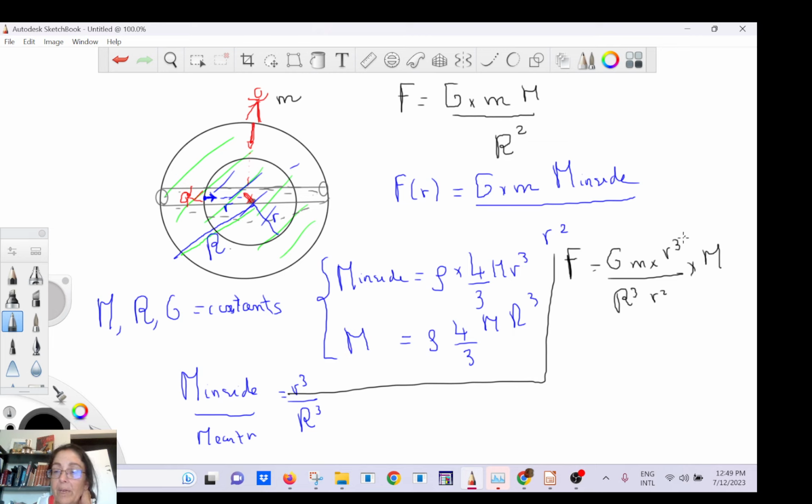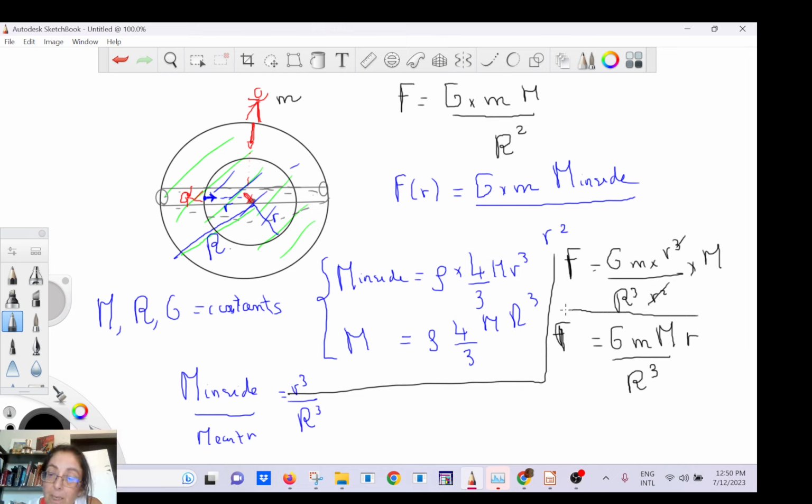So you can simplify, cross this out. So the force acting on me at a distance small r from the center of the Earth equals G, my mass, the mass of the Earth, and that's a constant here, times r. Is it supposed to be r cubed, and then r? Okay, I hope this is correct.